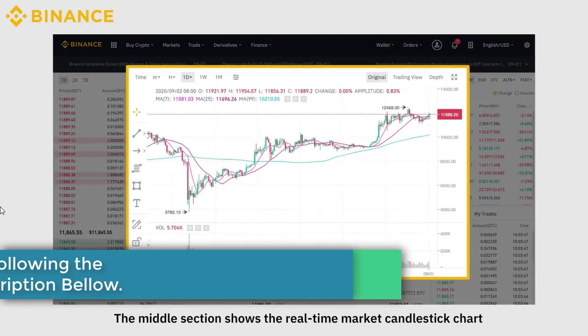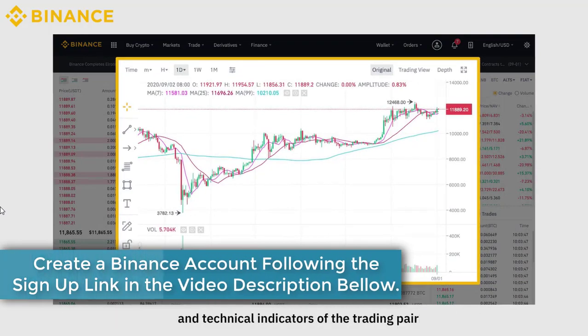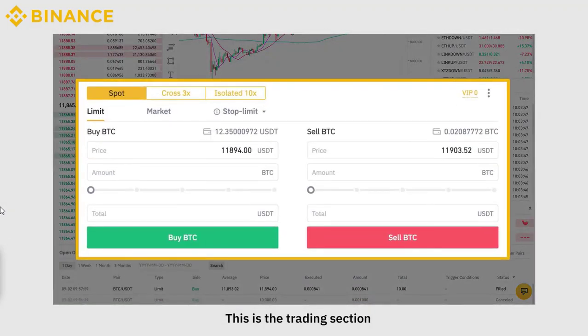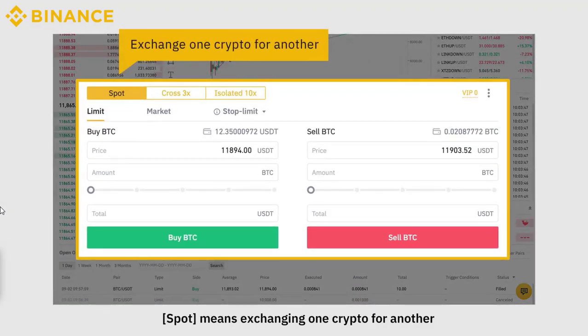The middle section shows the real-time market candlestick chart and technical indicators of the trading pair. This is the trading section. Spot means exchanging one crypto for another.